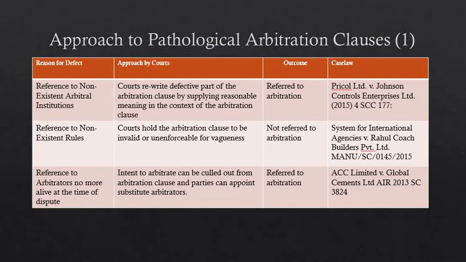Then again, sometime back in this lecture, we discussed the defect in System for International Agencies versus Rahul Koch Filters, where there was a reference to non-existent rules. So the court did not refer the matter to arbitration and held that the clause was invalid or unenforceable for vagueness. Then again, in ACC Limited versus Global Cements, the reference was to arbitrators who were no more alive at the time of dispute. The matter was referred to arbitration because the intent to refer the matter to arbitration could be culled out from the arbitration clause, and the parties could appoint substitute arbitrators.